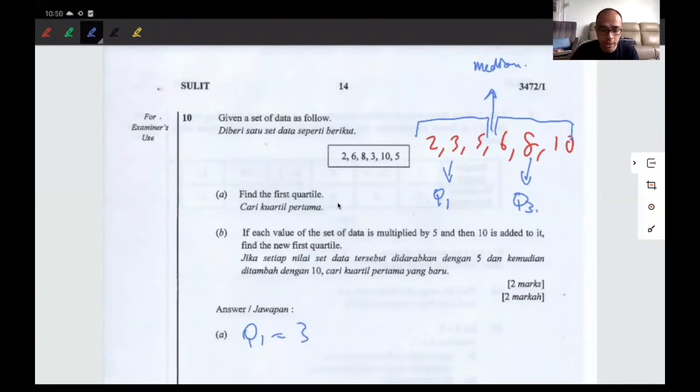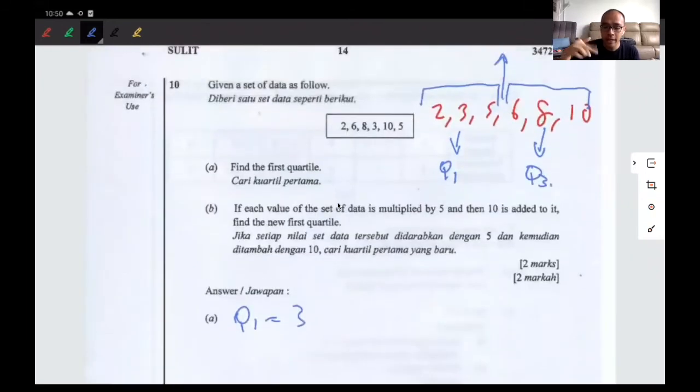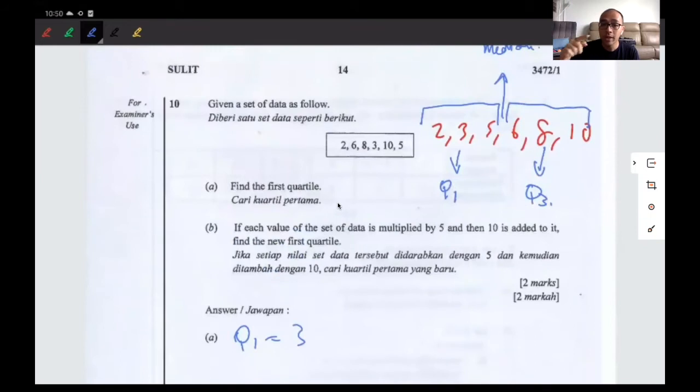Now, if each set of data is multiplied by 5 and then 10 is added to it, find the new first quartile. Do you understand this question? Every value over here, we multiply by 5 and then add 10. So the first value is 2, right? 2 times 5 plus 10 will be 20.